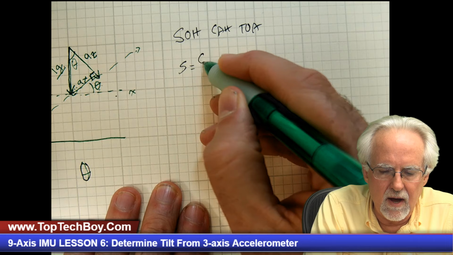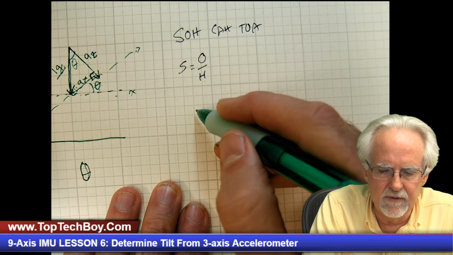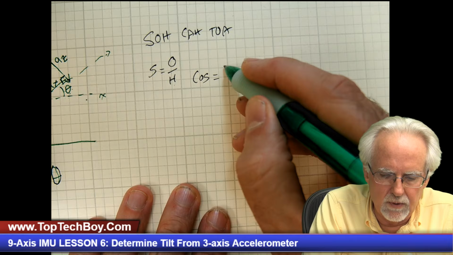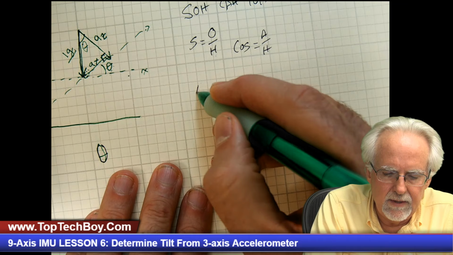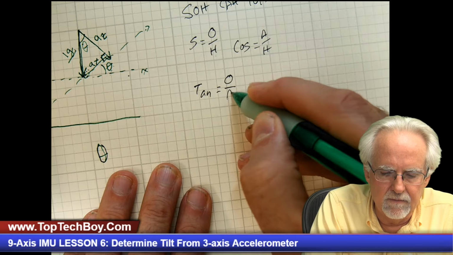This is saying that the sine of an angle is equal to the opposite side over the hypotenuse. The cosine of an angle is equal to the adjacent side over the hypotenuse, and TOA, the tangent of an angle, is equal to the opposite side over the adjacent side.